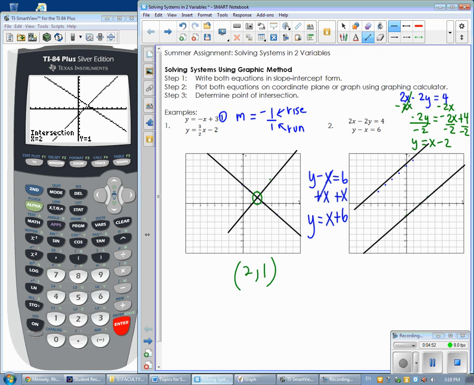That did not work very well. Let me fix that. And two parallel lines do not ever intersect. And so one of the things that you'll notice about this, if we have parallel lines, we know they don't intersect. And that means there's no solution.